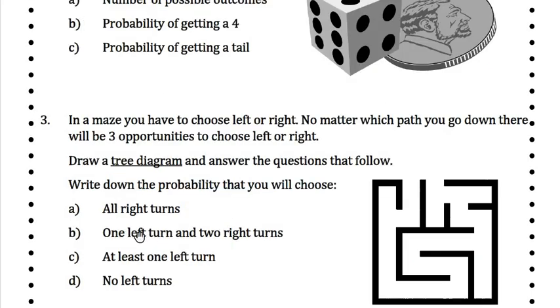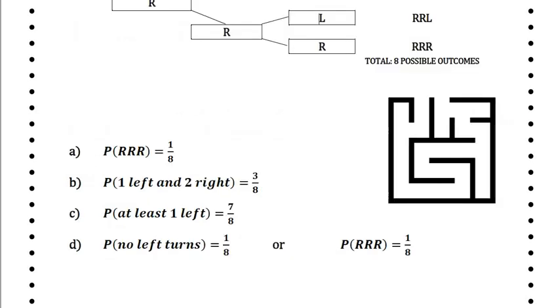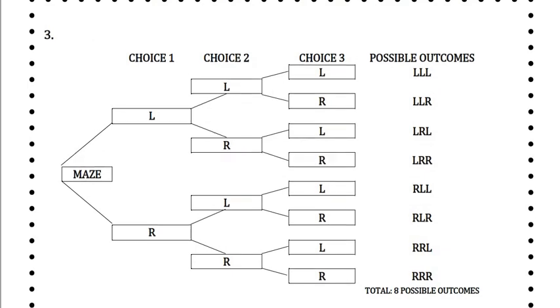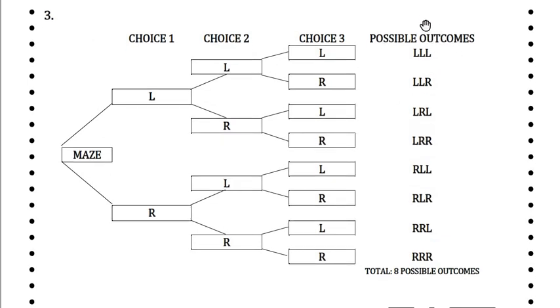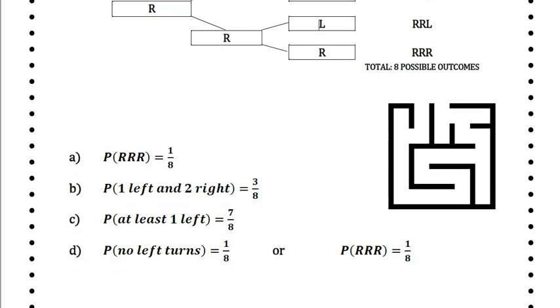Then the next question is 1 left turn and 2 right turns. So 1 left, 2 right. So if you look at your possible outcomes, we're going for 1 left, 2 right. I have a left and then 2 right, and a left and 2 right. So you'll see that there's 3 possible outcomes there out of the 8 to turn left once and right 2 times. They didn't say in any specific order, so we're going for 3 out of 8.